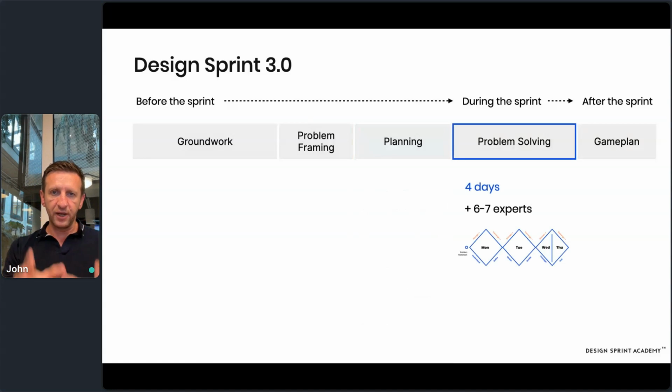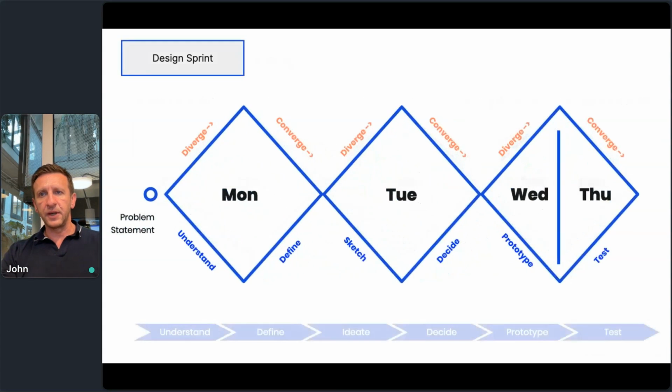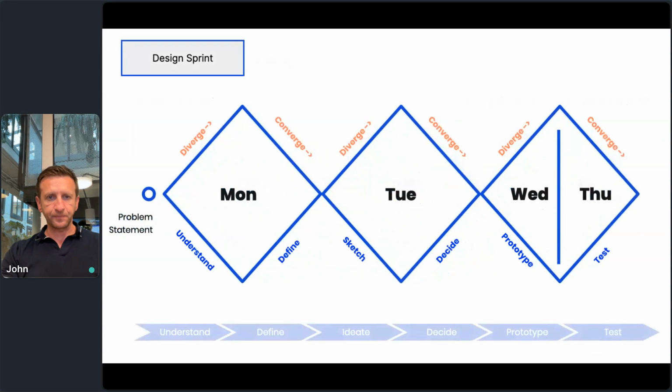We have a great problem statement. It's really well defined. We do have a team of experts that's assembled. We really know that they have capabilities to solve the problem. So then we're going through this process in 4 days. By the way, design sprint 3.0, it's 4 days versus the original 5 days. So that's one of the changes that we've done. Now I just want to take you through all of the different changes that we've done to the process.